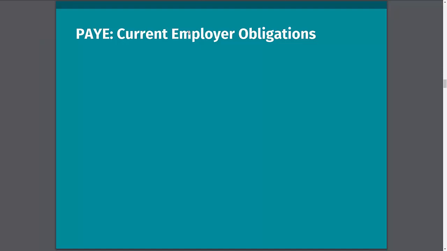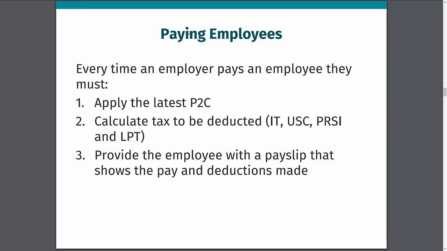So just in terms of setting out what you're currently obliged to do. Currently, every time an employer pays an employee, they must apply the latest P2C that they will have received from Revenue. They must calculate the tax that's to be deducted, including income tax, USC, PRSI and LPT, and they must provide the employee with a payslip that shows the pay and deductions that have been made.